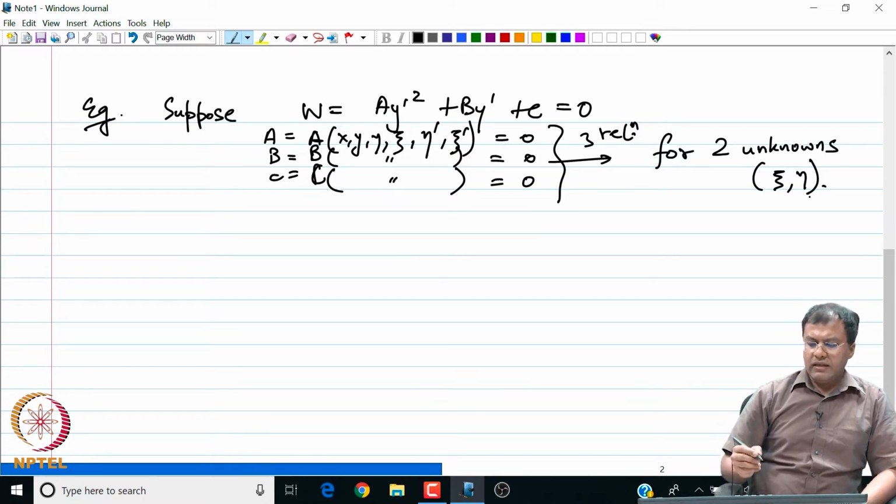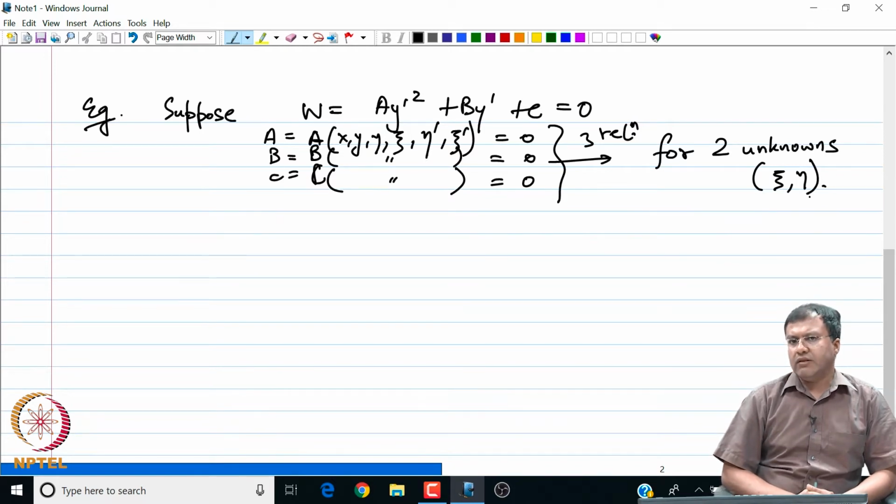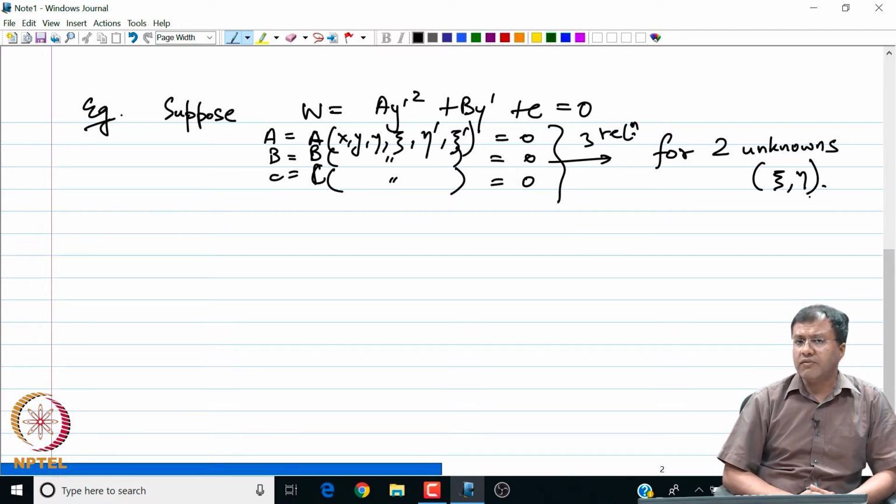It seems that the system is over determined, but we will see that is not the case, because xi and eta correspond to the infinitesimal generators of the variational symmetry. So, variational symmetries are very special, they will not be found for every functional. Although it seems the system is over determined, we will see generally that will not be a problem.